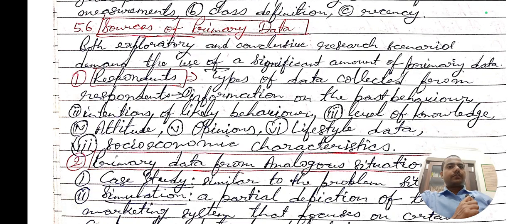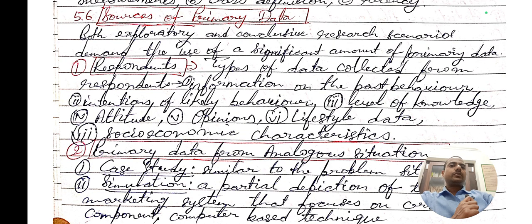Now the sources of primary data. Both exploratory and conclusive research scenarios demand the use of a significant amount of primary data. So why do we need primary data? For both exploratory and conclusive research we need primary data. Following are the different sources of primary data.